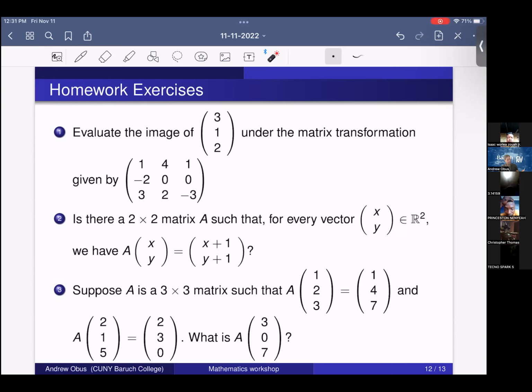And the third one is, let's say you have a 3x3 matrix and you know that A times (1, 2, 3) is (1, 4, 7), and you also know that A times (2, 1, 5) is (2, 3, 0). The question is, can you figure out what A times (3, 0, 7) has to be? The reason this is hard is because I'm not telling you A. I'm just telling you that A times this vector is this vector, and A times this vector is this vector. And I want you to tell me what A times (3, 0, 7) is. The hint here is to use the addition and scalar multiplication laws.